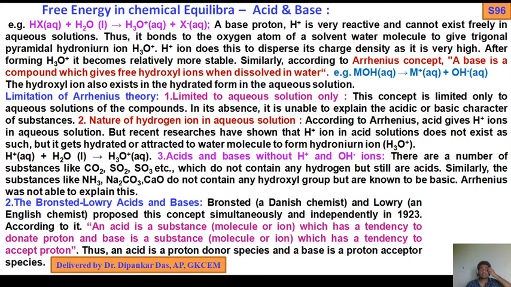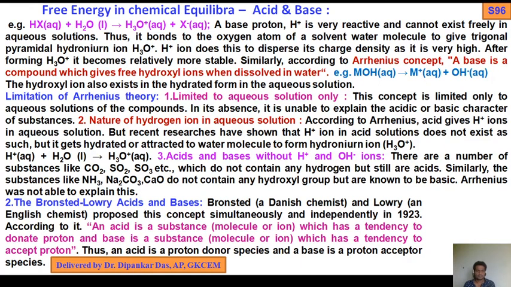Similarly, substances like ammonia, sodium carbonate, and calcium oxide do not contain any hydroxyl group, but are also known as basic. So Arrhenius was not able to explain this. There are so many substances which do not contain any H plus or OH minus ion, but still they are called acid and base.